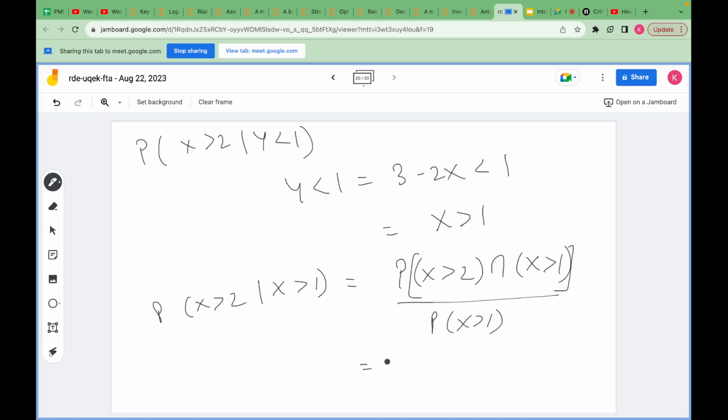The intersection of x greater than 2 and x greater than 1 will be probability x greater than 2. This is nothing but 1 minus probability x less than or equal to 2, divided by 1 minus probability x less than or equal to 1.